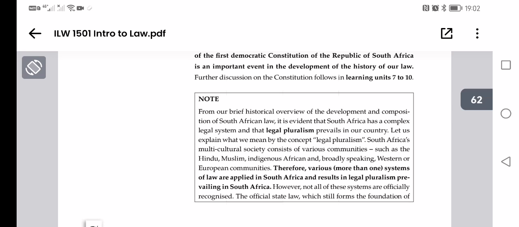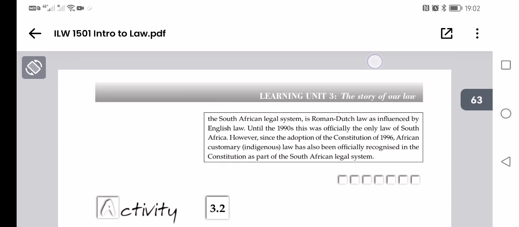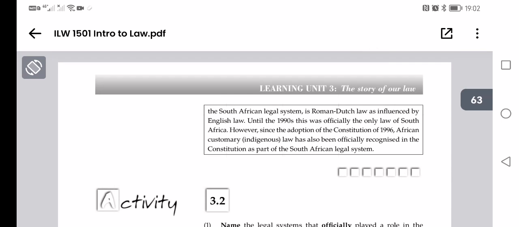The official state law, which still forms the foundation of the South African legal system, is the Roman Dutch law as influenced by English law. Until the 1990s, this was officially the only law in South Africa. However, since the adoption of the Constitution of 1996, African customary indigenous law has also been officially recognized in the Constitution as part of the South African legal system.